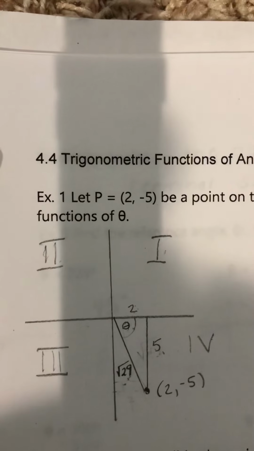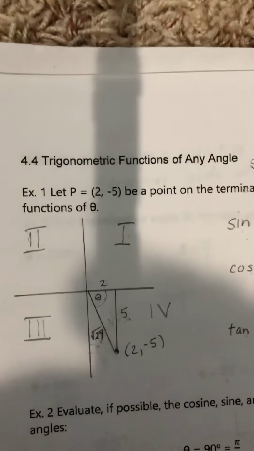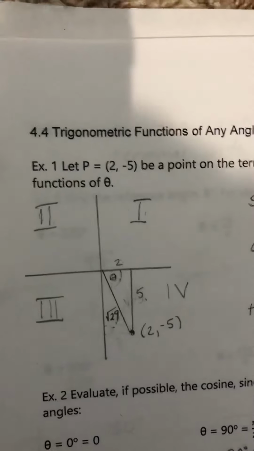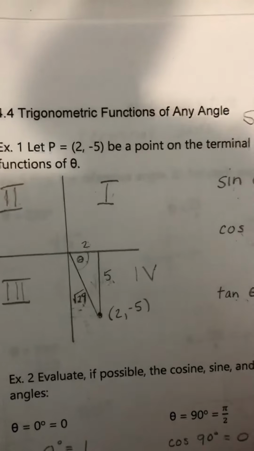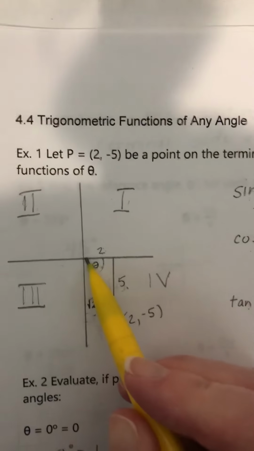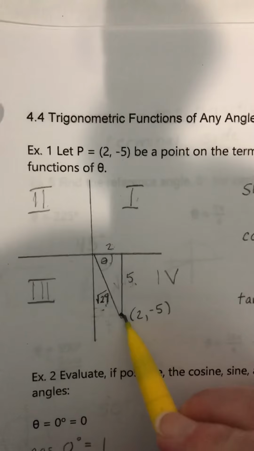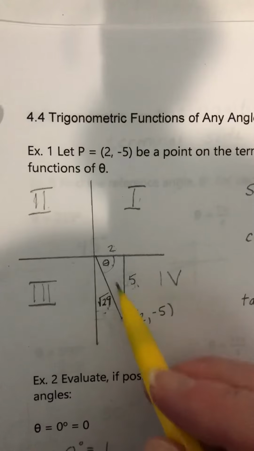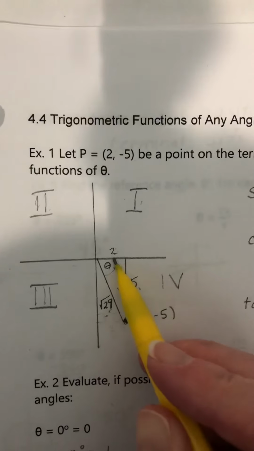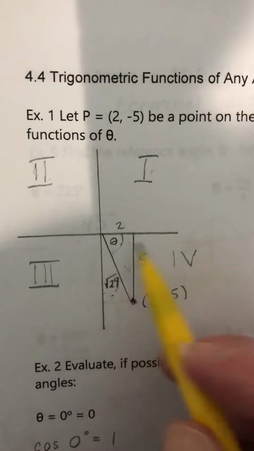4.4 Trigonometric functions of any angle. P is a point (2, -5) on the terminal side of theta. So you're going to graph the point (2, -5) the way you would graph any ordered pair. Then you're going to create a right triangle with the x-axis. Theta is the angle formed by the x-axis.